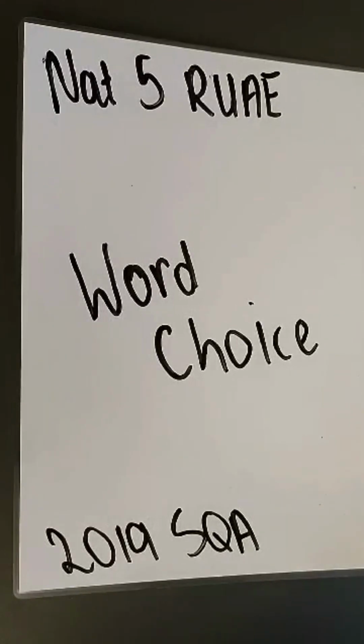Hi everyone, this is just a quick video to talk you through how to correctly structure and answer National 5 RUAE word choice questions. As I work through this example, I'll be looking at a 2019 SQA past paper, so if you could make sure you have that in front of you while you're watching this video, I think that would be really helpful.